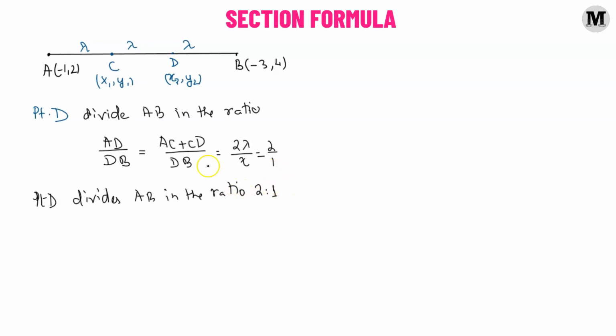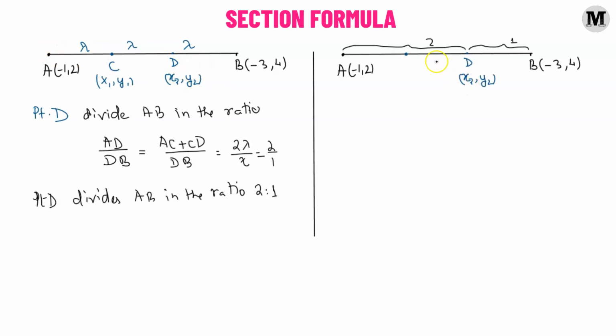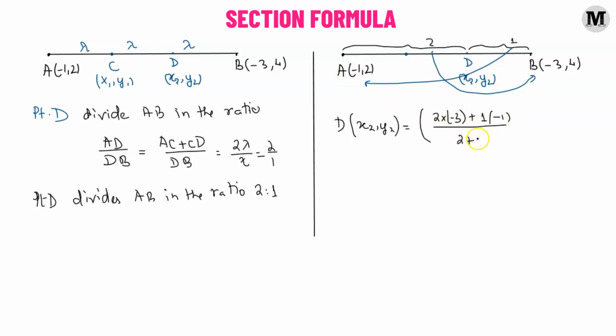Now that we have the ratio in which D divides AB internally, we can apply the section formula to obtain the coordinates of D. The rule remains the same. We'll multiply 2 with B and 1 with A. Let's begin by computing the x coordinate of point D. We have considered D to have the coordinates (x2, y2). So x2 will be 2 multiplied by the x coordinate of B, that's -3, added to 1 times the x coordinate of A, that's -1, divided by the sum of ratios, 2 plus 1.